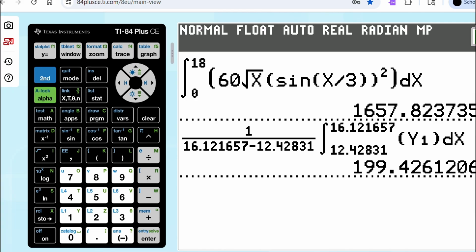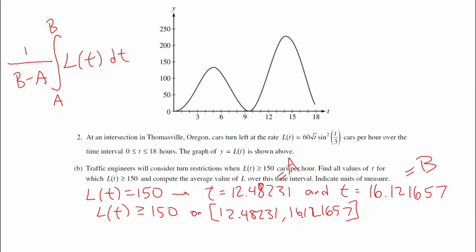199.426 cars per hour on average on that interval. And it does say indicate units of measure, so that's going to be cars per hour. We got 3 points here for part B. It says that we got 1 for having the correct interval here, 1 for having this setup, and 1 for the final answer with the units.